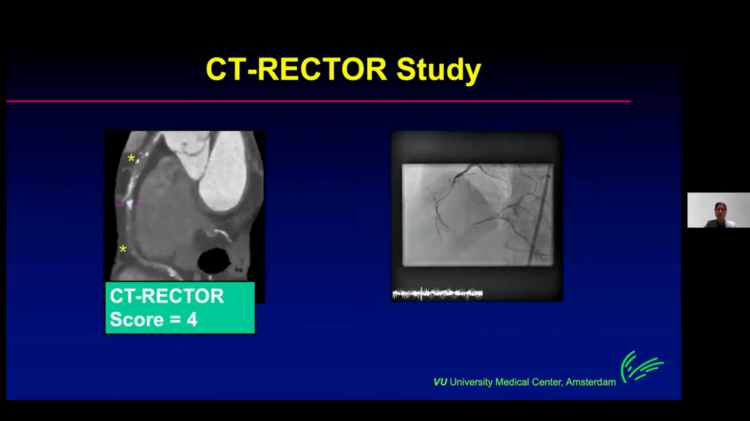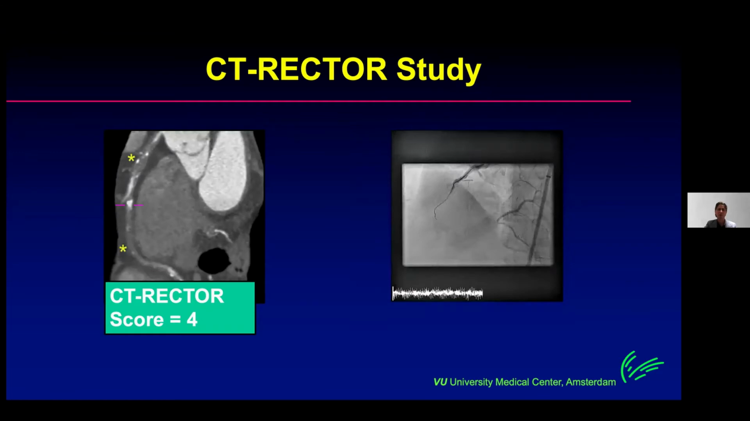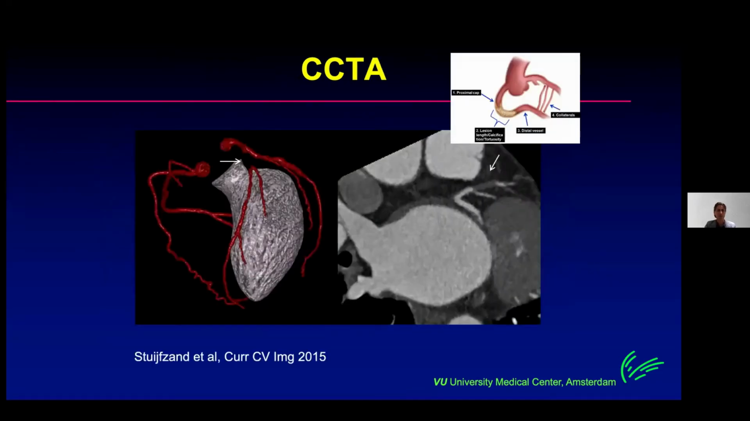And you easily open it. On the other hand, this is a CTO-RECTOR score of 4 based on the CT imaging. And now it's going to be more difficult to open up the artery. And you may refer this patient either to alternative forms of treatment, like bypass surgery, or to expert centers. Because these are the images that you obtain.